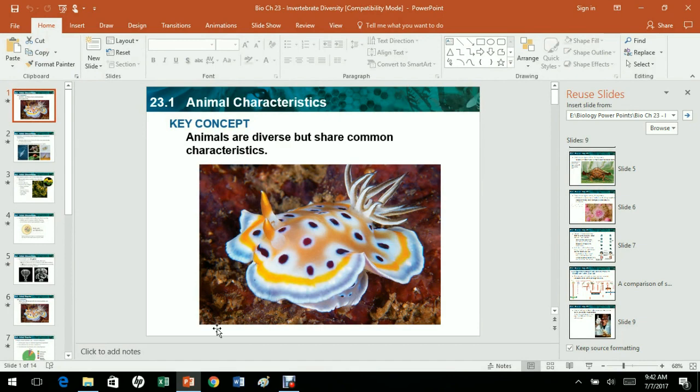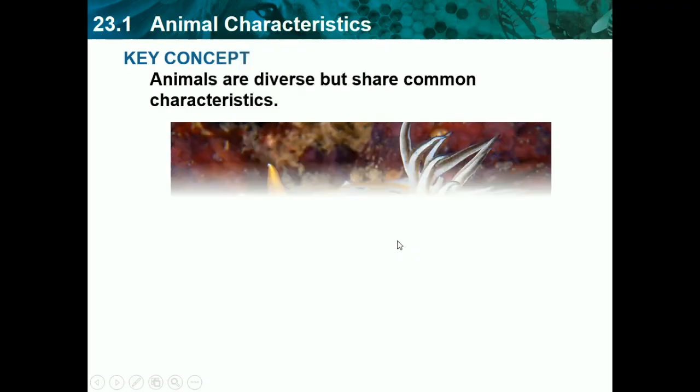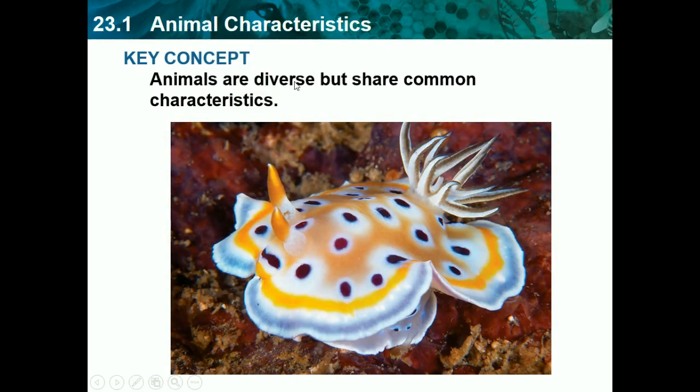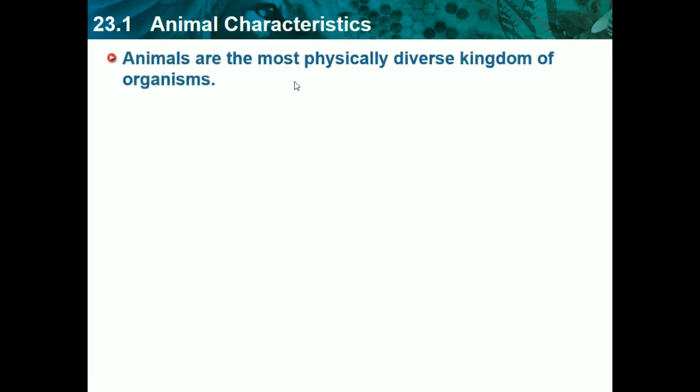Today we will be doing chapter 23, which is Invertebrate Diversity. We'll only be doing lessons 1 and 2 this time because the other lessons aren't as important and they're very detailed. So chapter 23.1 is Animal Characteristics. The key concept is that animals are diverse but share common characteristics.